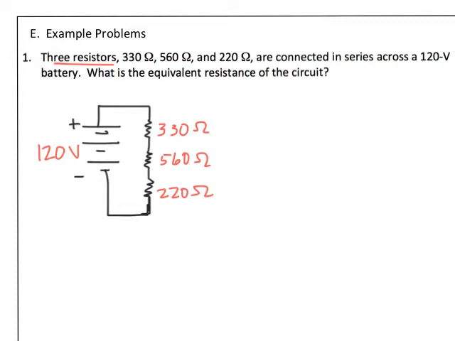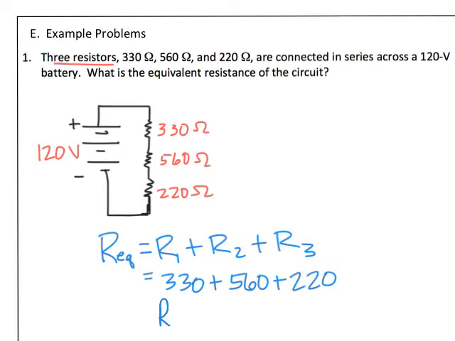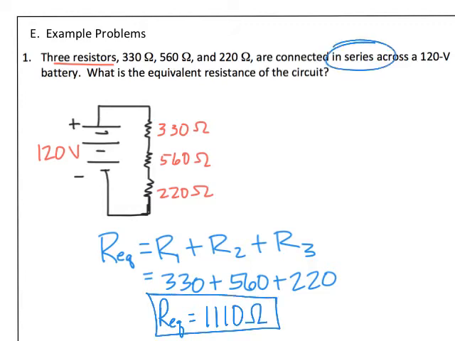You are asked to simply calculate the equivalent resistance of the circuit. So all we're going to do to get that equivalent is add each of those individual resistances together. So go ahead and plug those numbers and come up with your answer. You should get an equivalent resistance of 1,110 ohms. And it really is that simple. So if you ever see a series circuit, you just simply add all the resistances together to get the equivalent.